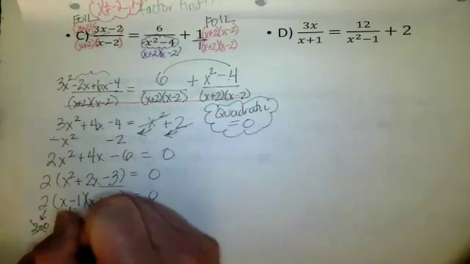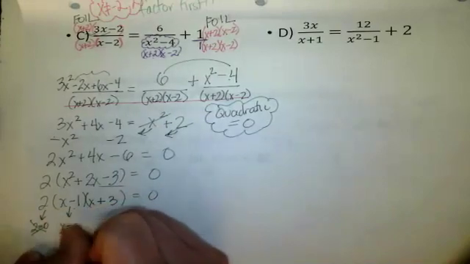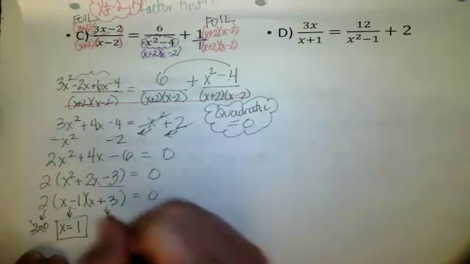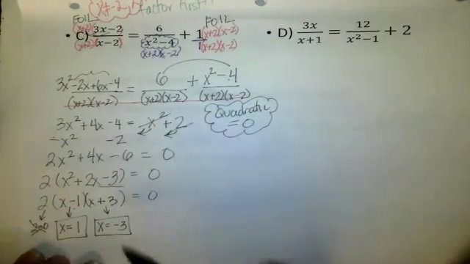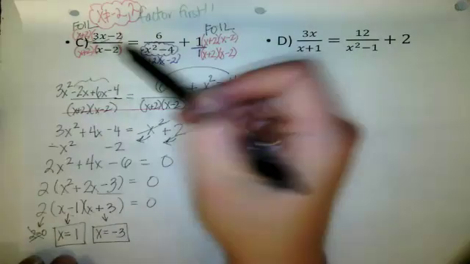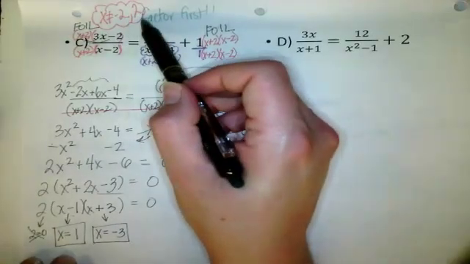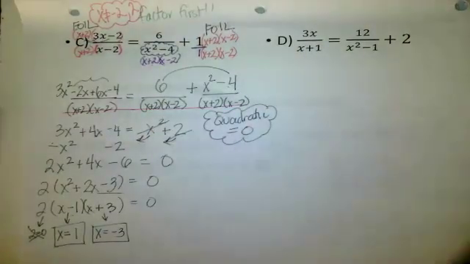And here we have x minus 1 equals 0, which means x equals 1. And x plus 3 equals 0, which means x equals negative 3. Those answers should work just fine. They don't conflict with what we said x was not allowed to be. So they should both work.